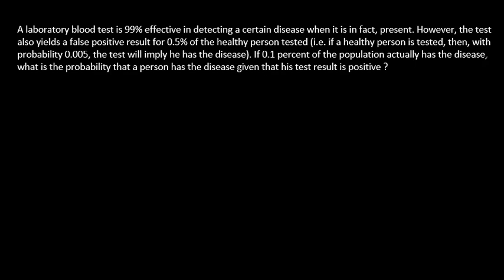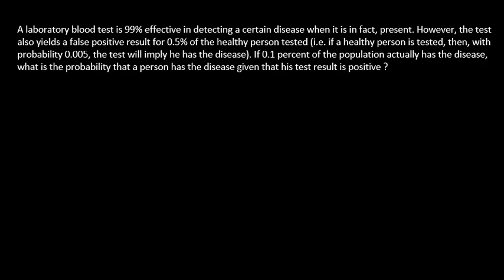Now let us see the next problem. A laboratory blood test is 99% effective in detecting a certain disease when it is in fact present. Means when the person is a diseased person, then the laboratory test results positive. This is 99% effective, means 0.99 is the possibility of detecting a positive result when the person is diseased.